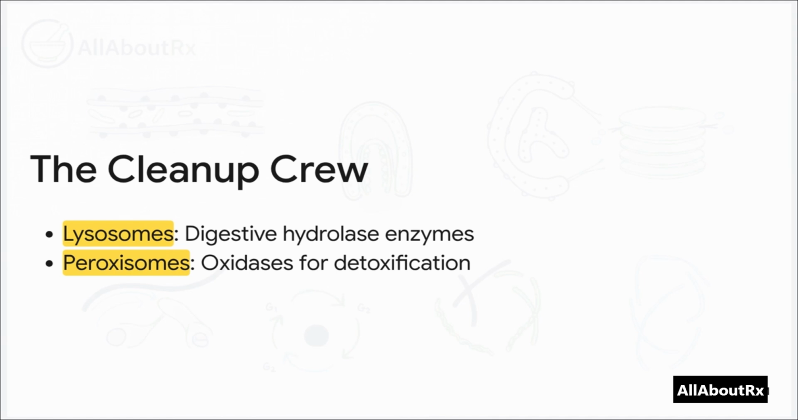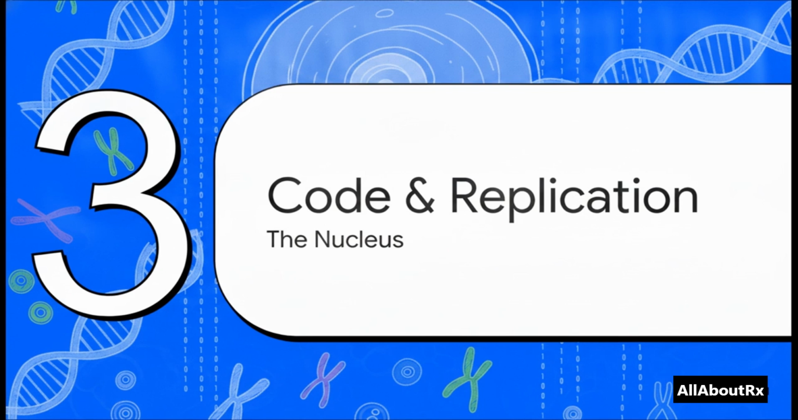Want a perfect clinical example? Peroxisomes in your liver cells are exactly what convert toxic alcohol into acetaldehyde. Let's move to section 3 and see how all this builds: the code and replication.